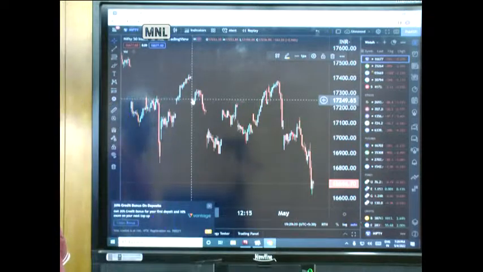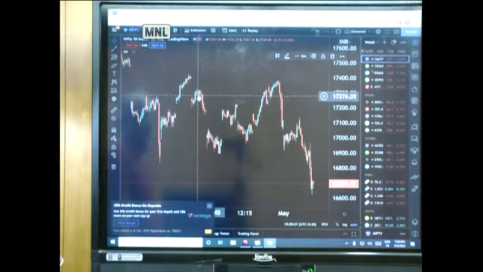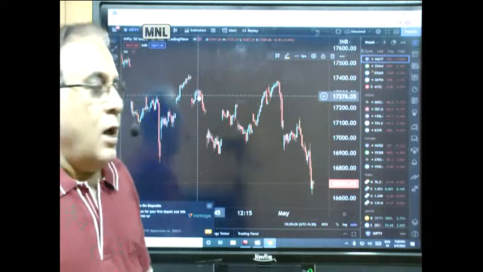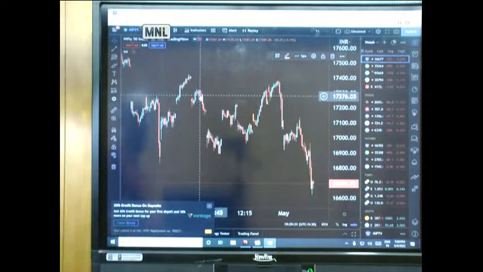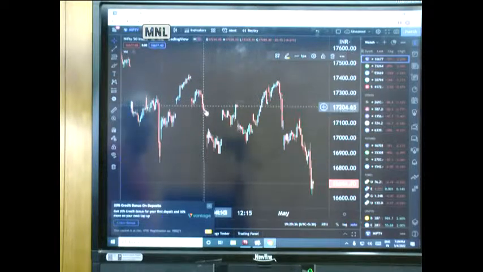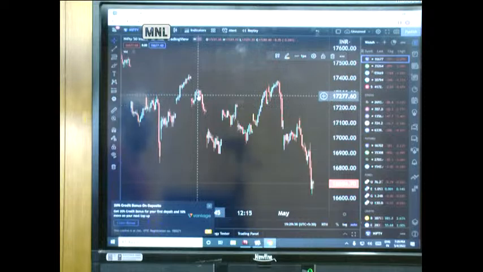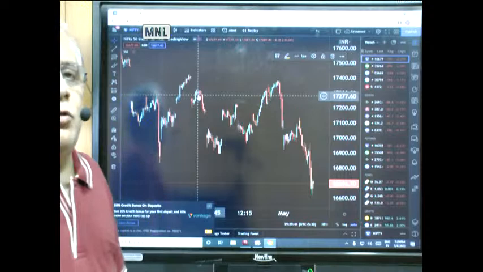Once it started to move up, you just go short below any of these particular bar lows. Once it started to go below this particular bar low, it was a clear fall. So here, the short was at 17,281. Stop loss is 17,315, around 35 points.